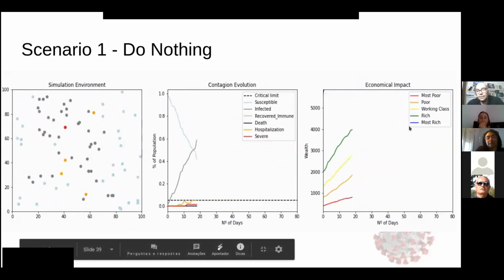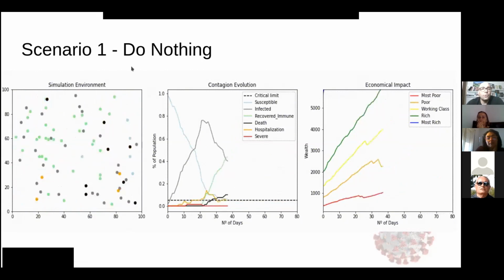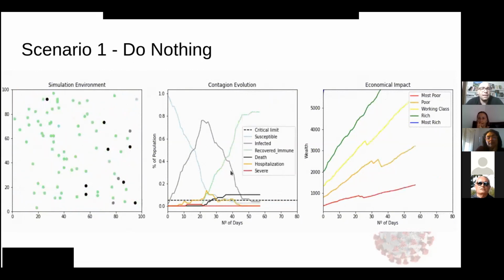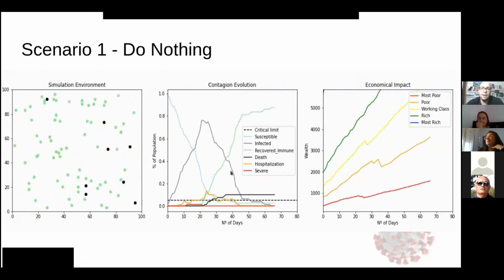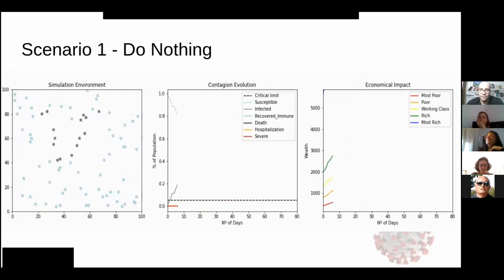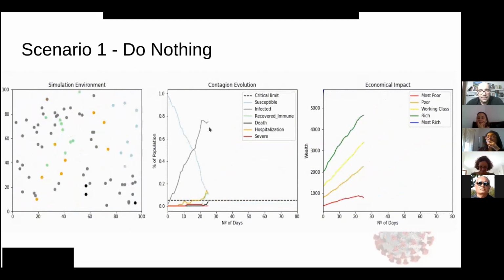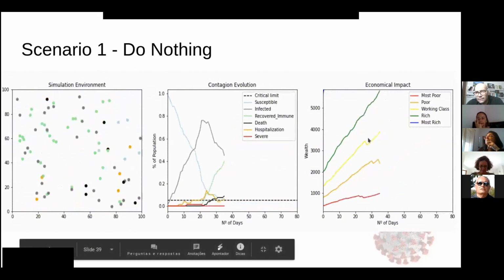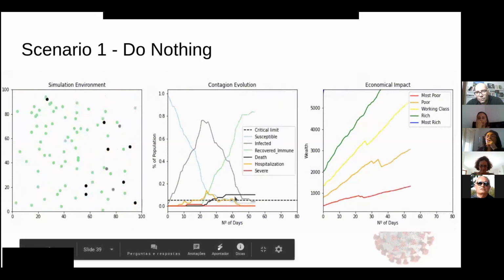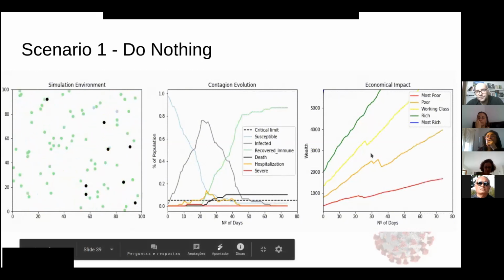At the right graph, you can see the economic impact. In this scenario, we do nothing. We don't make any social intervention, any social isolation, distancing, nothing. So the economy continues to grow. At certain points, you can see that there are some losses concerned with the deaths and the number of people that are hospitalized.